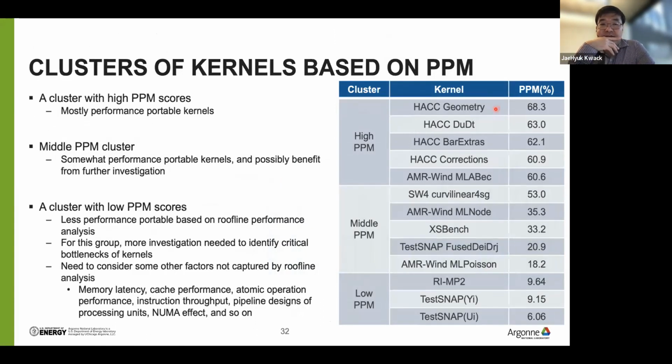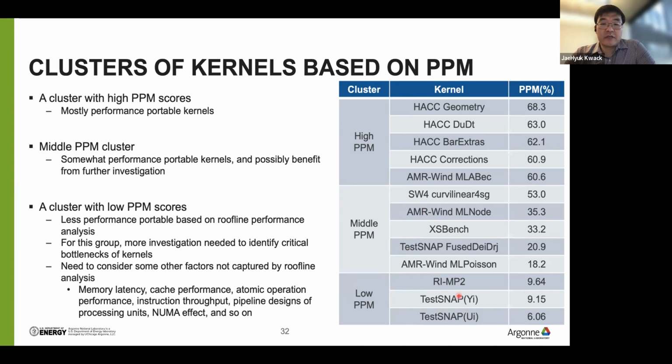And then we clustered those kernels in terms of the PPM number. We made 3 clusters. The first cluster is the high PPM cluster, more than 60%. For these kernels, we can say they are mostly performance portable in terms of Roofline efficiency, right? For the middle PPM cluster, we have a big variation, and we can say some are performance portable in terms of Roofline efficiency, and there's some possibility to get a benefit from further investigation, right? This is a kind of gray area.